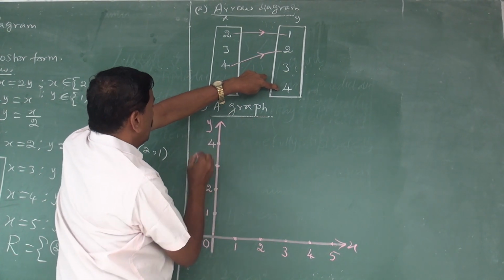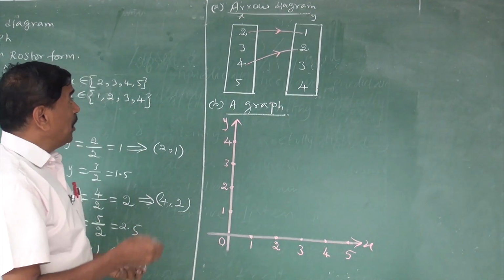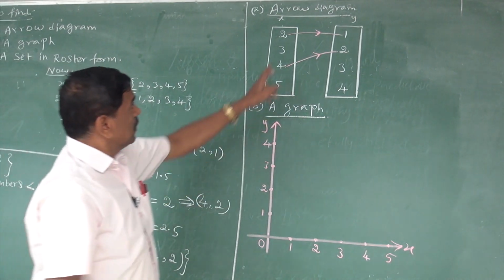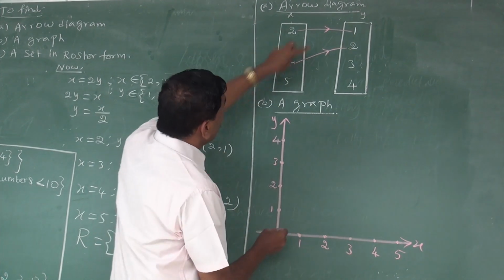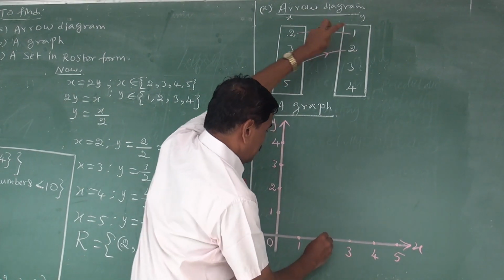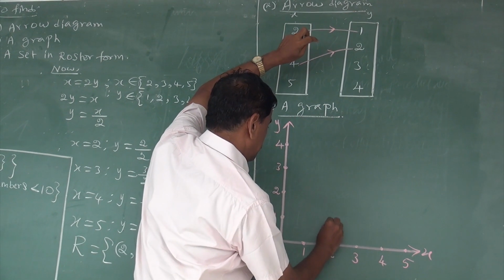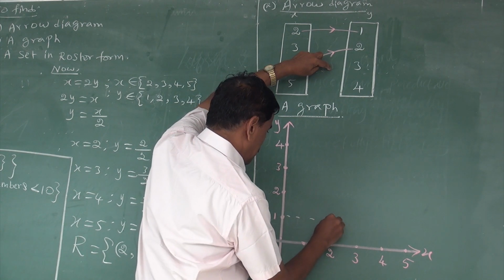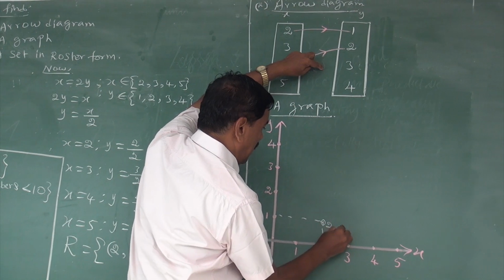Okay. Now we want to pair. Okay, how many pairs are there? Only 2 pairs. 2, 1, 4, 2. Listen carefully. 2 is related to 1. That's all. Okay. This point. So 2 is related to 1.